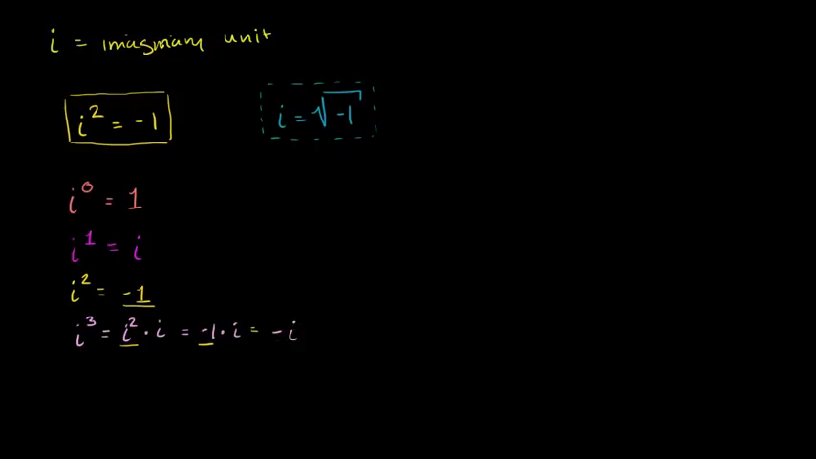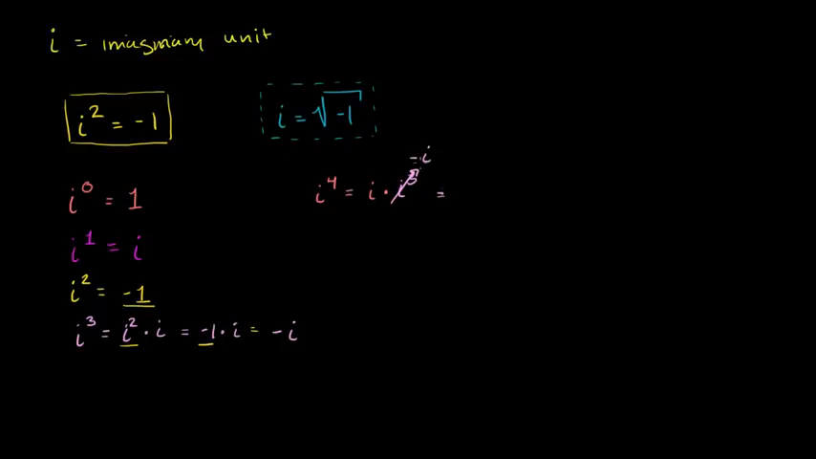Now, what happens if we take i to the 4th power? Well, once again, this is going to be i times i to the 3rd power. But what was i to the 3rd power? i to the 3rd power was -i. And so i times i would give you -1, but you have a negative out here. So it's i times i is -1, and then you have a negative. That gives you positive 1.